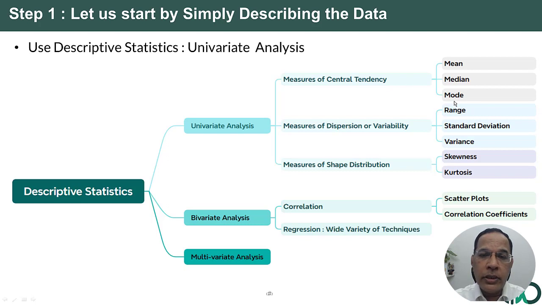So a mean is sensitive to the outlier, right? So if, let's say, we say average height is 5 feet.